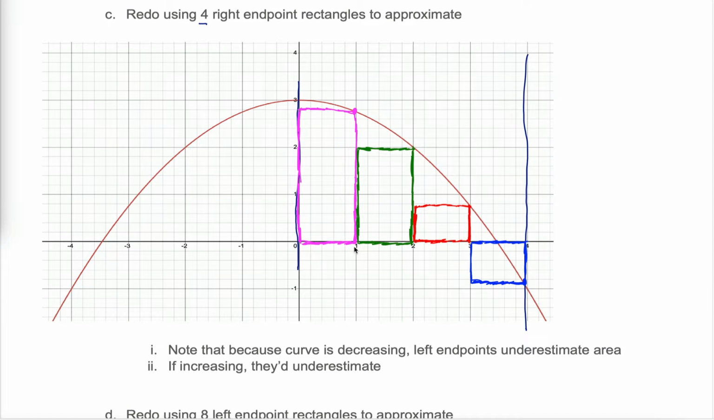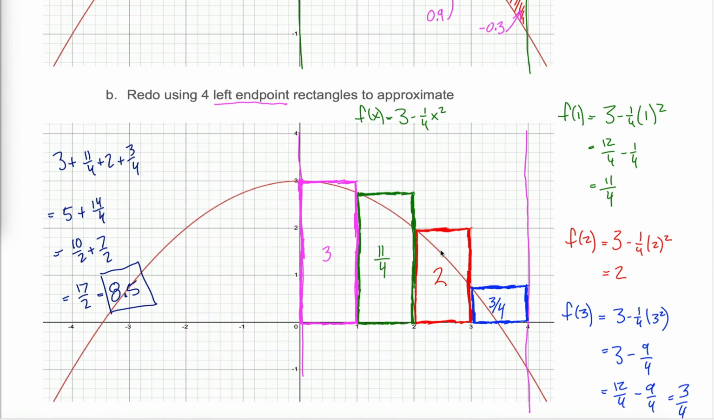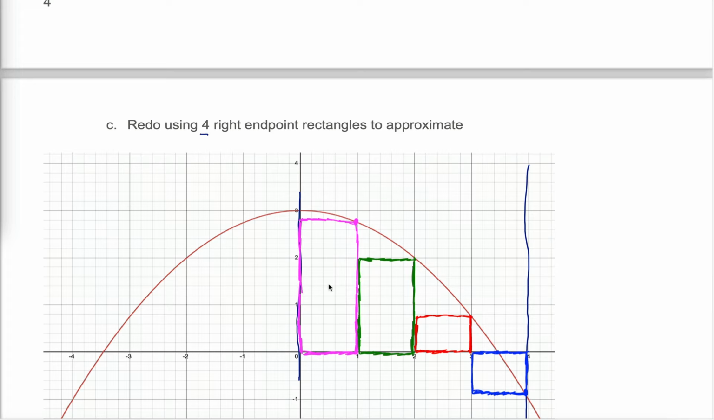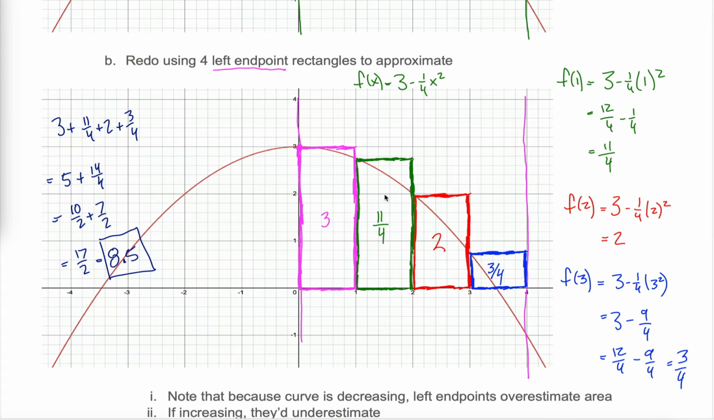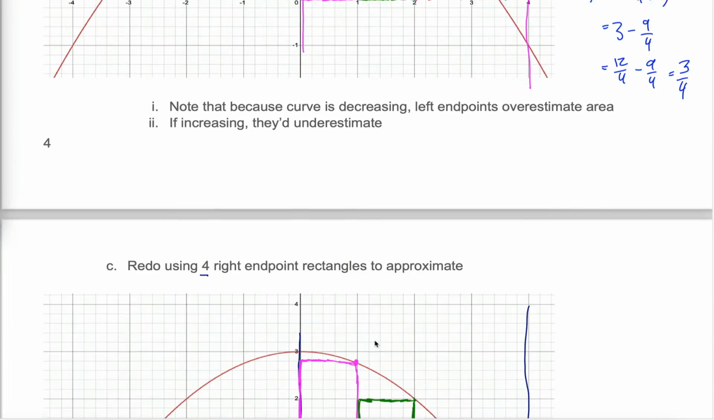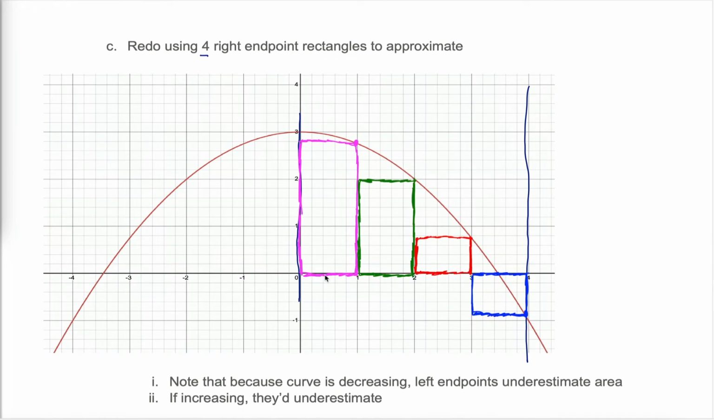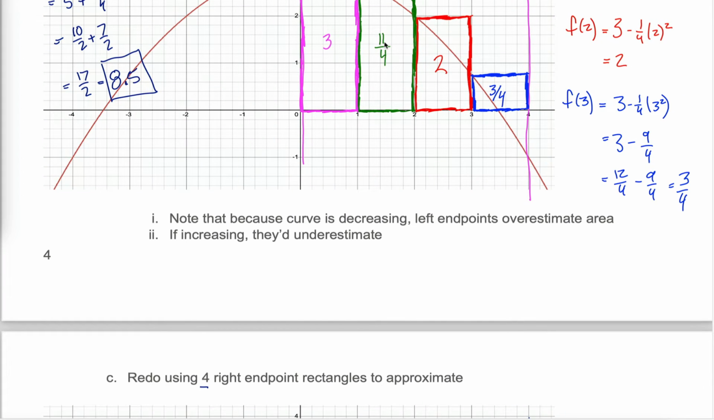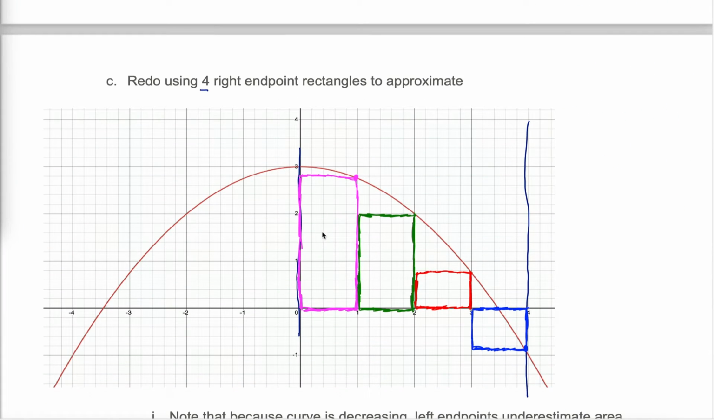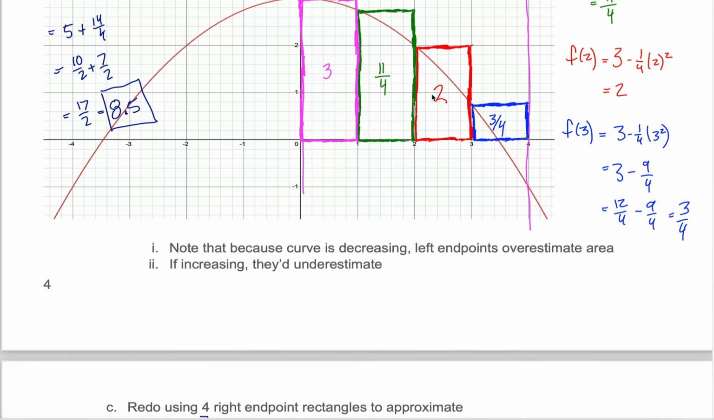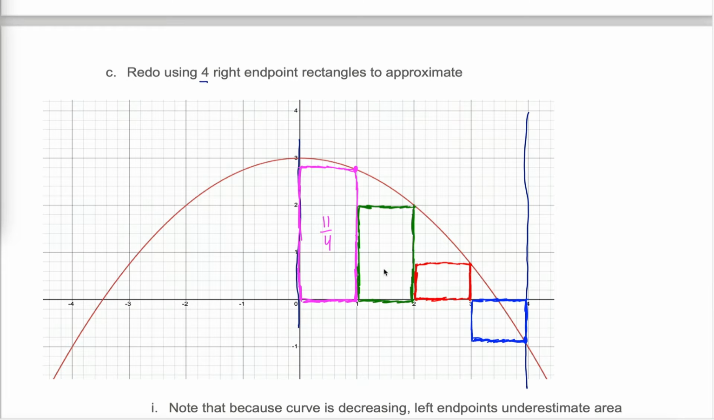For this first rectangle, I need the height when the function is equal to 1. So I need to know f of 1. Oh, conveniently, I already figured that out. It was the height of this green rectangle, right? This pink rectangle here has the same height as this green rectangle here because the left endpoint from 1 to 2 is the same as the right endpoint from 0 to 1. So in the same way that this rectangle had an area of 11/4, this rectangle has an area of 11/4. And in the same way that this rectangle has an area of 2, this rectangle has an area of 2.